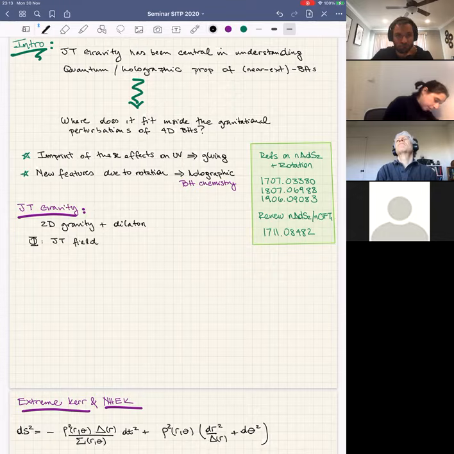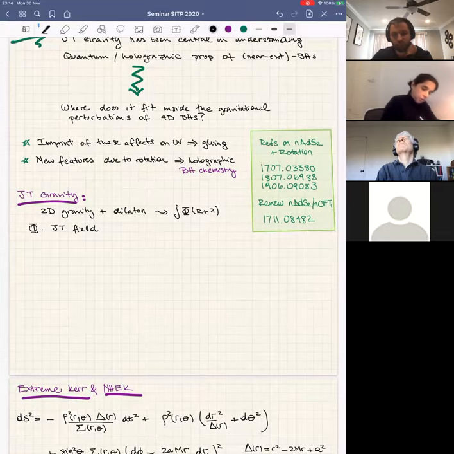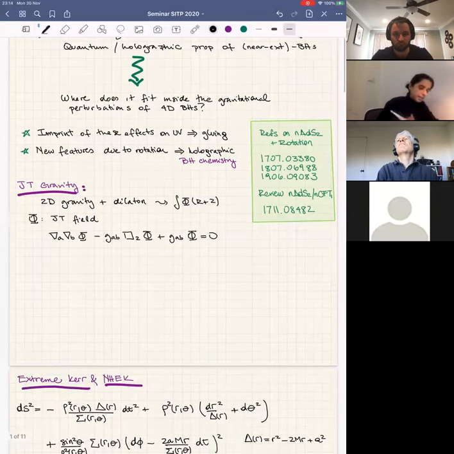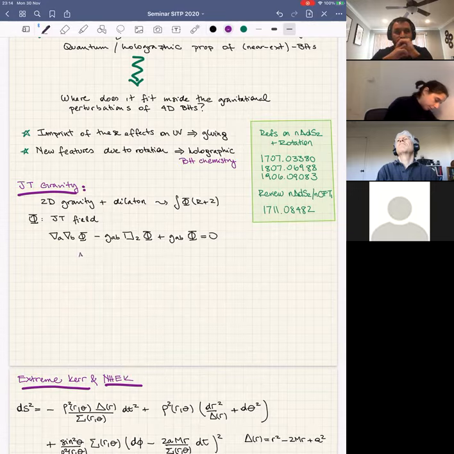So, okay, in this context, it basically comes from an action that looks like this. I want to think about it because in the cases with rotation, it will have a slightly different flavor. So we're going to think of this as a field that, from the two-dimensional point of view on AdS2, obeys this equation. This is the JT equation. It's a constraint: the stress tensor for this field is equal to zero. And in the language of AdS2 holography, this field has conformal dimension equal to two.